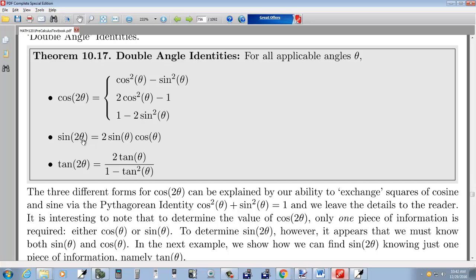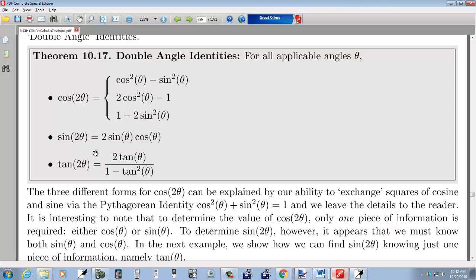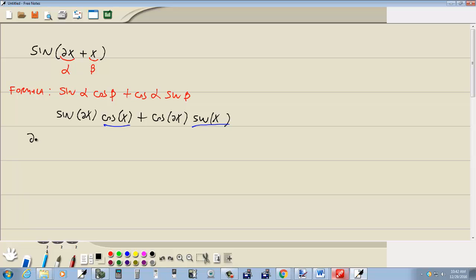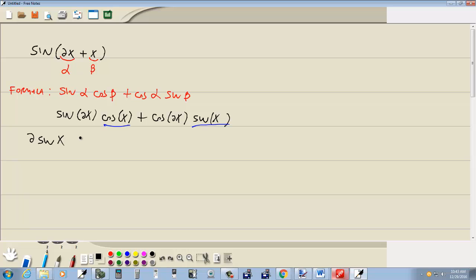Now, sine 2 theta is easy. We rewrite that as 2 sine cosine. So sine 2x is 2 sine x cosine x, and cosine x plus, now this one's a little bit trickier because you've got 2 options. And first off, let me simplify this first part. We've got 2 sine x. Cosine times cosine would be cosine squared.